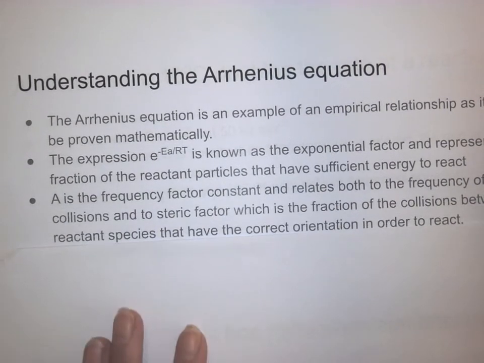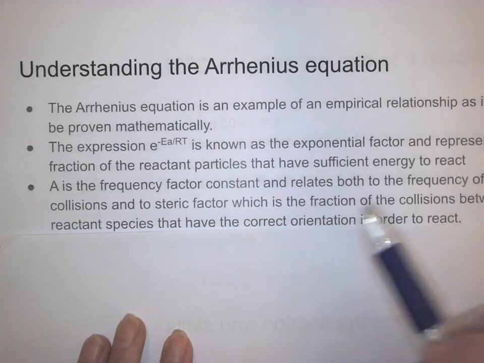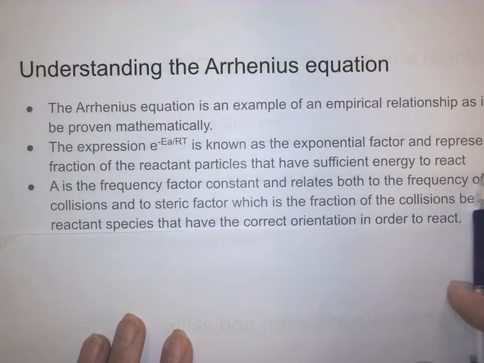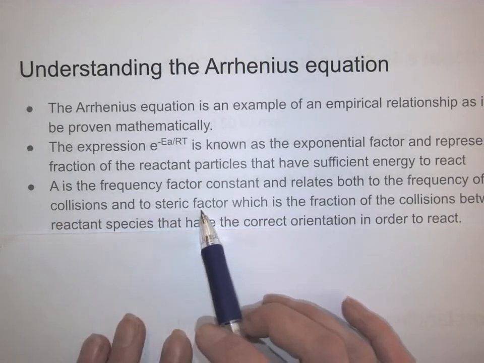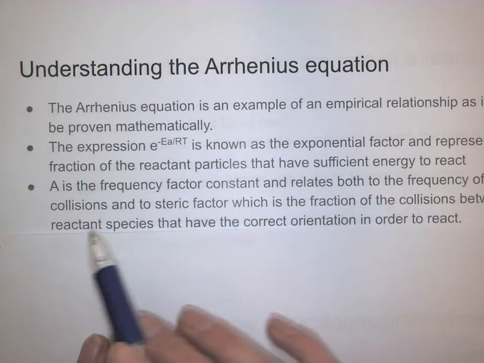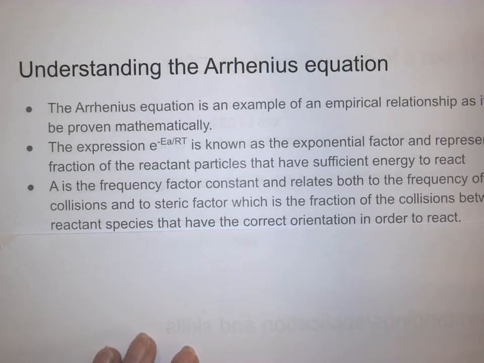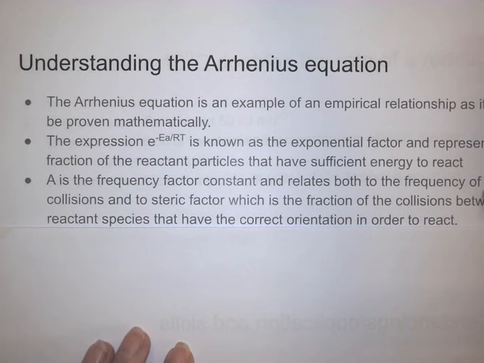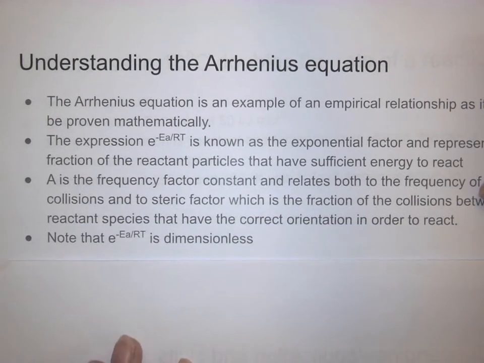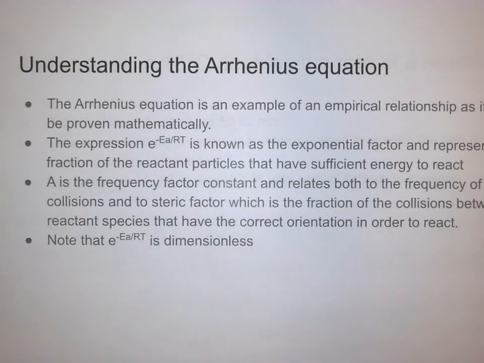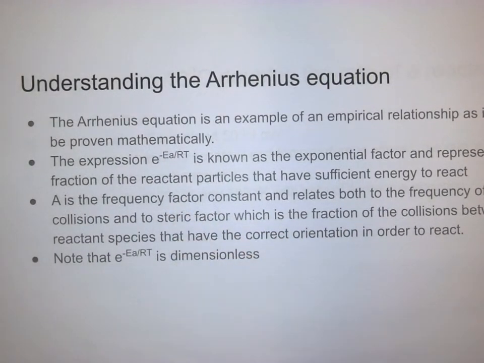And the A is the frequency factor, is the constant, and relates both to the frequency of the collisions and to the steric factor, which is the fraction of the collisions between the reactant species that have the correct orientation to react. So we need to know the frequency factor. And one thing more, note that e to the minus Ea divided by RT is dimensionless. Okay, enough with this. I'm going to show you some calculations.